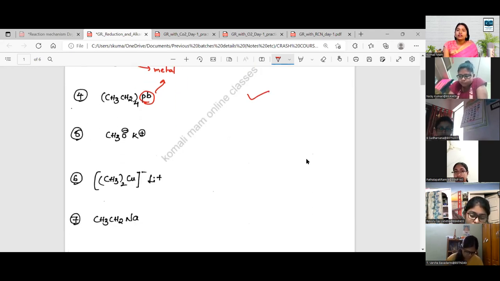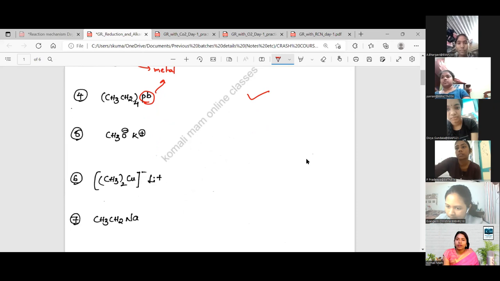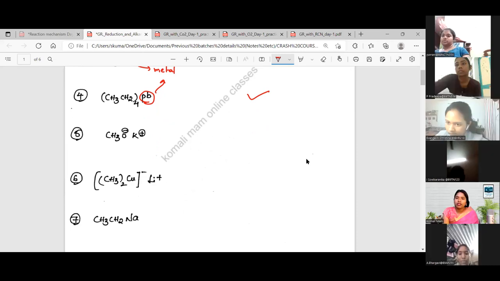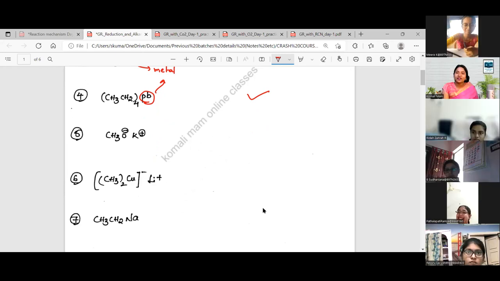Okay. See the next one, potassium is a metal or not? Metal. So is it an organometallic compound or not? Organometallic compound. Raise your hands. Yes, organometallic compound. Bhargavi, Yuvarani, Divya, Pradeepa, few more students. Your answer is wrong. Down your hands.